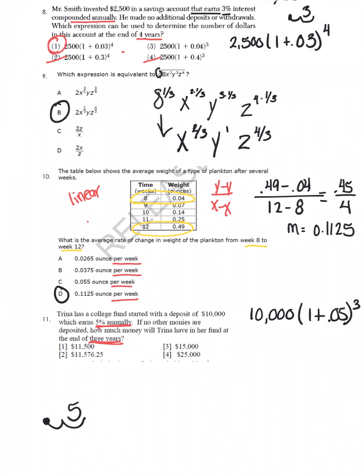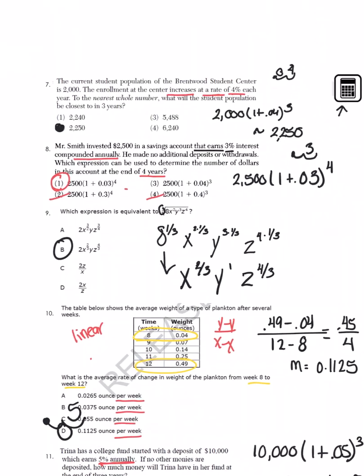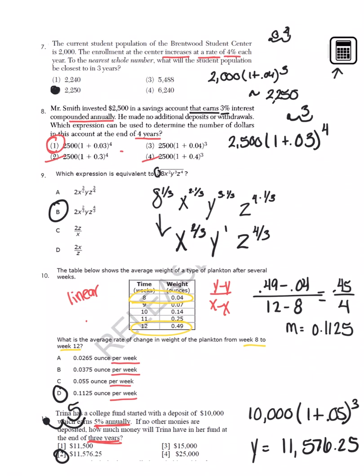So whenever you place that into your Desmos calculator, we're going to get 11,576.25. And so that is your amount of money. And that is option 2 or option B, whichever way you want to look at it, there on number 11. So this was just the start here of reviewing for our EOCs and taking a look at exponential functions in this particular video.